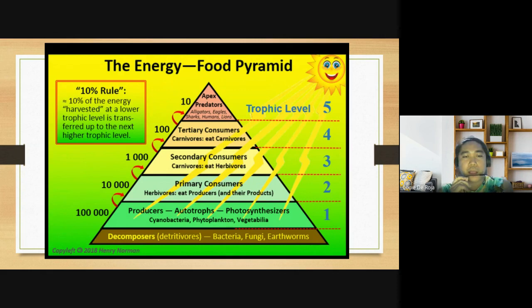Okay, for example, kung may 100,000 na energy, kukuha tayo ng 10% dun sa 100,000, ang mapupunta na lang sa primary consumer ay 10,000. And then yung 10,000 na nakuha, kapag siya ay kinain ng secondary consumer, 10% lang yung makukuha niya, which is 1,000. And so on and so forth. Hanggang maging 10 na lang yung makuha ng pinakadulo, yung apex predators. So, konti lang yung energy na nakuha nila doon sa mga consumers.